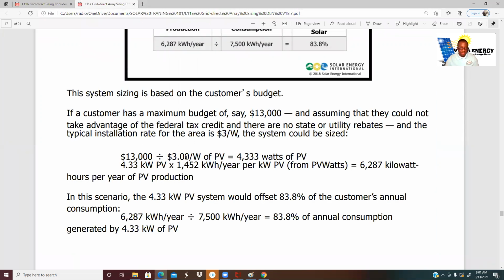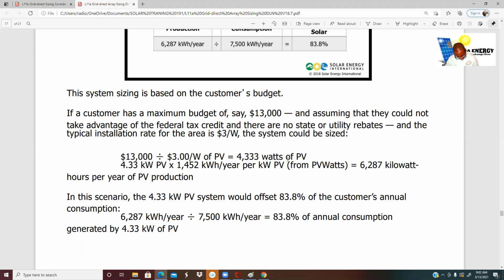Budget divided by the price of our watts. Get the answer of how many watts, and then we divide that into kilowatts. And then we multiply the kilowatts by the kilowatt hour of the geographic location. I'm going to write that down for you.